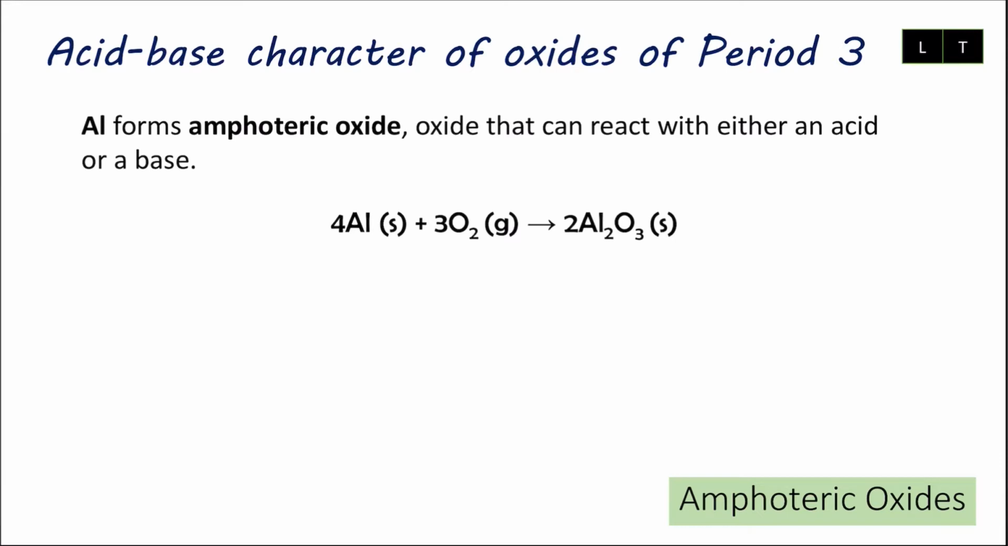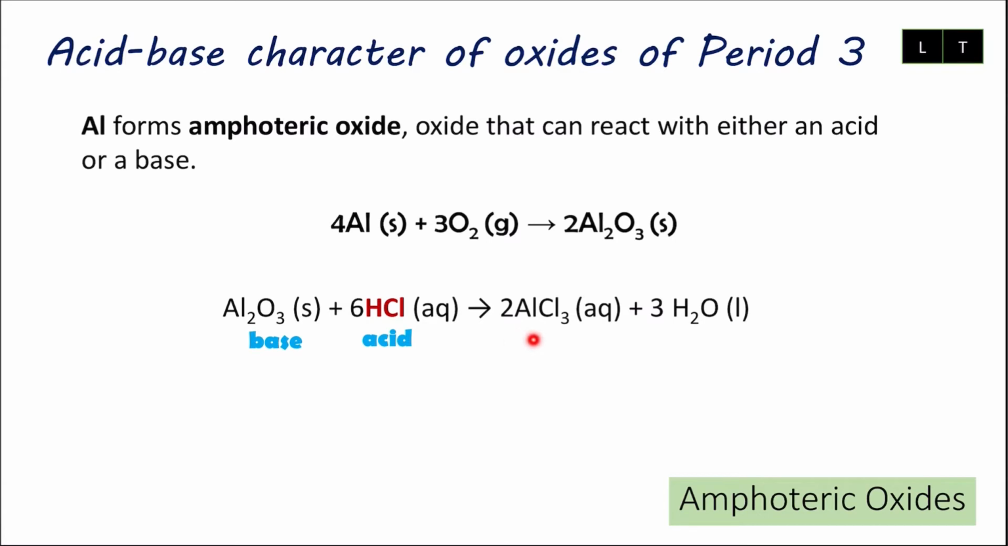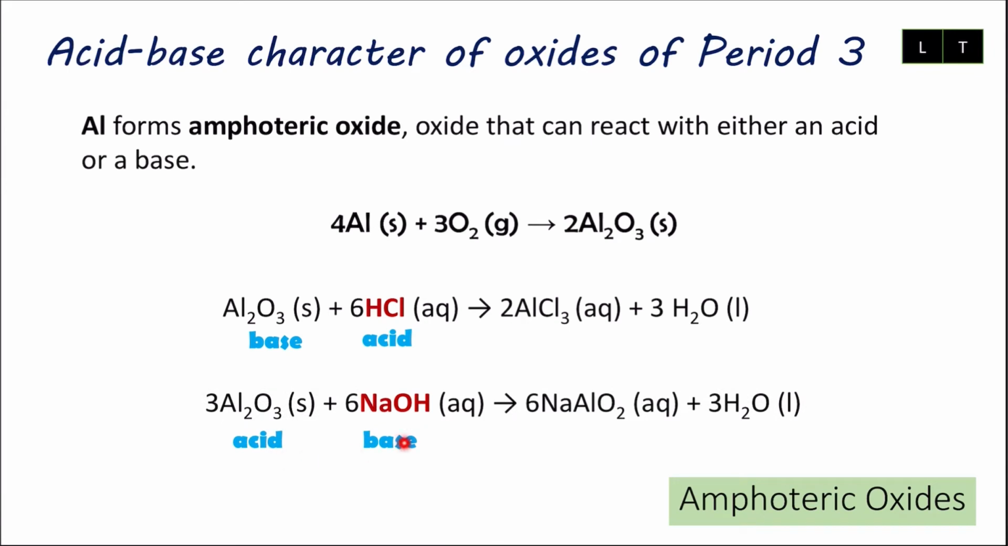So let's focus on how to form the aluminium oxide. You can see that we have aluminium metal reacts with oxygen to produce Al2O3. So this is amphoteric oxide, where as a base dia akan react dengan acid untuk hasilkan AlCl3 with water. But as an acid, dia akan react with base untuk hasilkan sodium aluminate dan juga water. So basically, we got two functions here. This equation untuk amphoteric oxide as a base, and the second equation for amphoteric oxide as an acid.